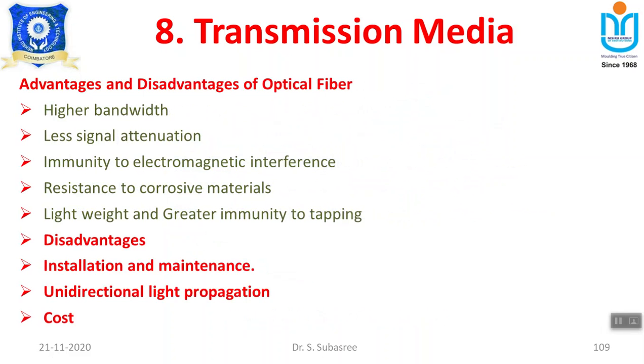So what is the advantage of fiber optic? Higher bandwidth and less signal attenuation. Attenuation is nothing but interference, so less interference. There is immunity to electromagnetic interference, because the glass cladding is there and it will protect our data. It is also resistant to corrosive materials, so other magnets and so on won't affect fiber optic in any way. It is lightweight and has greater immunity to tapping. The main disadvantages are that installation and maintenance cost is very high. Unidirectional light propagation, so we can use only one direction; reverse is not possible.